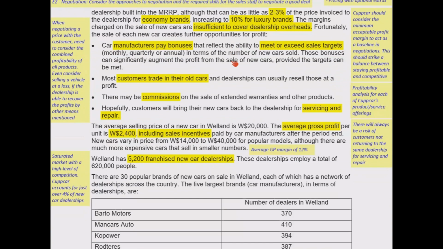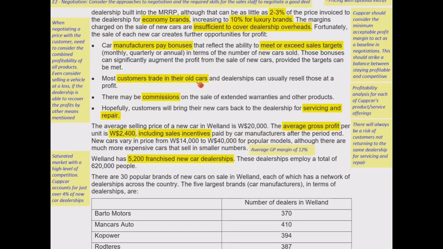Okay, then. Now, a little bit more here about car manufacturers paying bonuses, as we already know, on sales targets of new cars. And it points out that these targets can significantly increase the profit from the sale of new cars. And that was my point about, I'm a bit nervous that if Cuppcar didn't hit these, actually the gross profit on selling a new car might even dwindle to nothing. And then we would question whether it's even worth selling new cars at all.